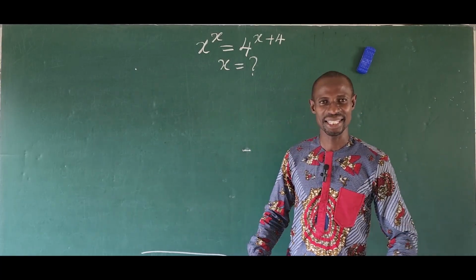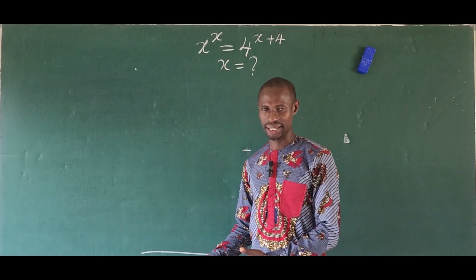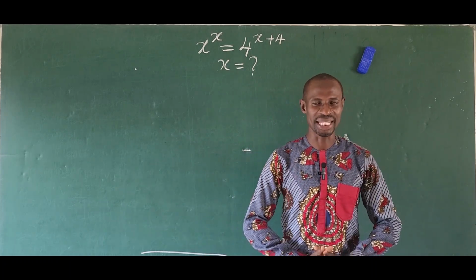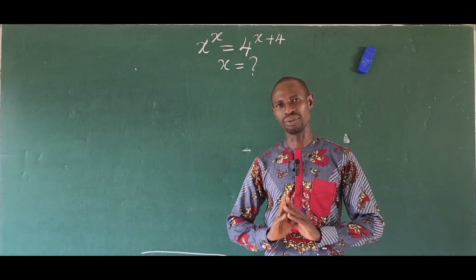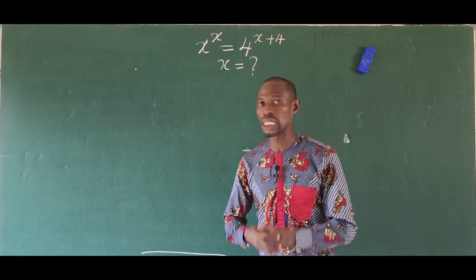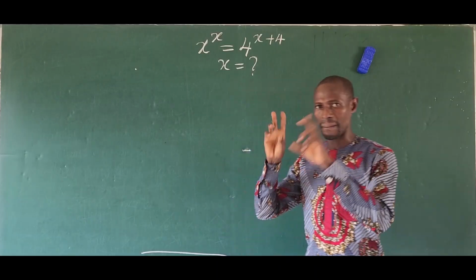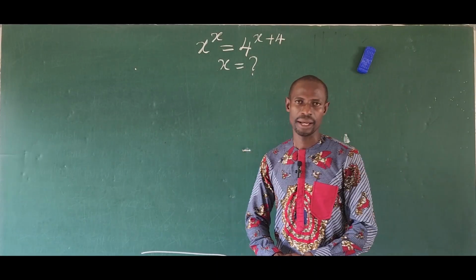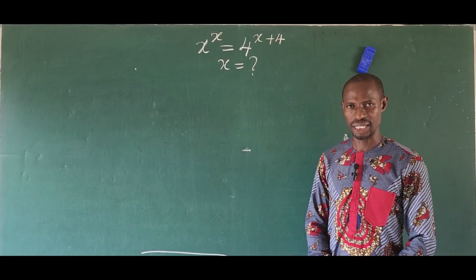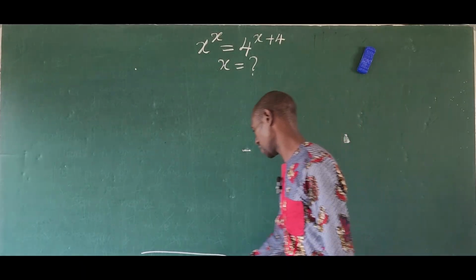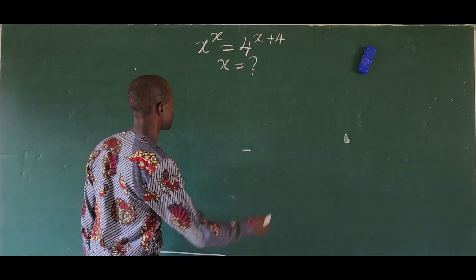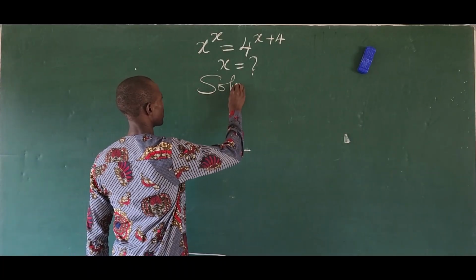Now, if you look at this, it appears easy, but how do we solve this algebraically? If you are not too conversant with the laws of indices and some manipulations of exponents, then you would not be able to solve this. So let's see how we solve this algebraically. So we're taking our solution first. So we have our solution.